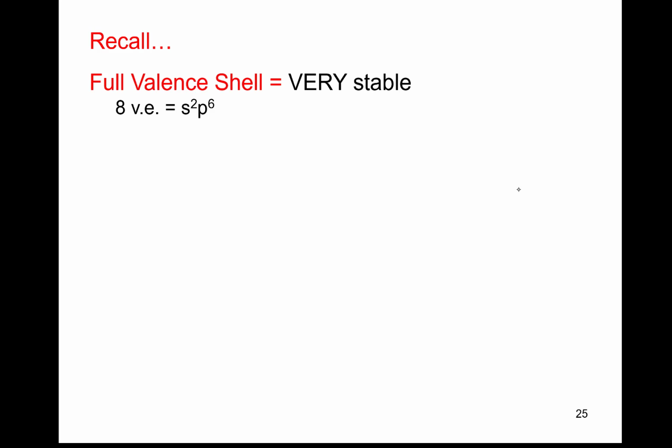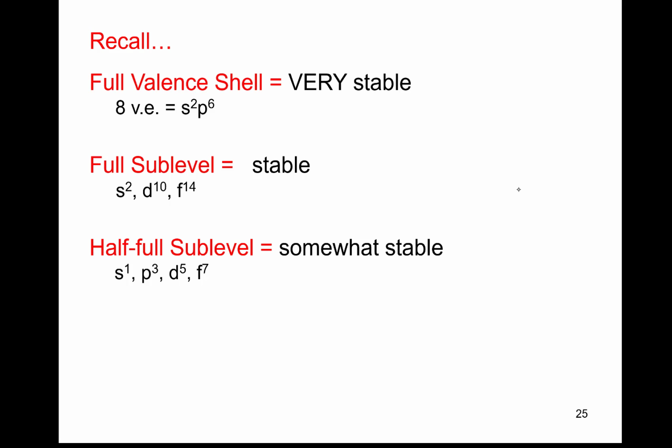So let's review that then. Recall that when they have a full valence shell, they're going to be very stable. So that's our 8 valence electrons, s2p6. If they have full sublevels, that's going to be stable. So if they can achieve that, even though they can't get a full valence shell, that's going to be stable, not as stable as a full valence shell, but it's stable. If they have a half full sublevel, that's somewhat stable, and anything else will be unstable.